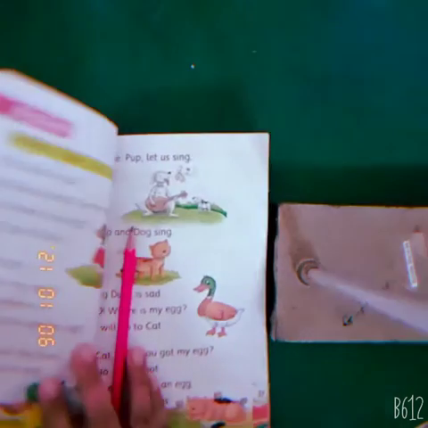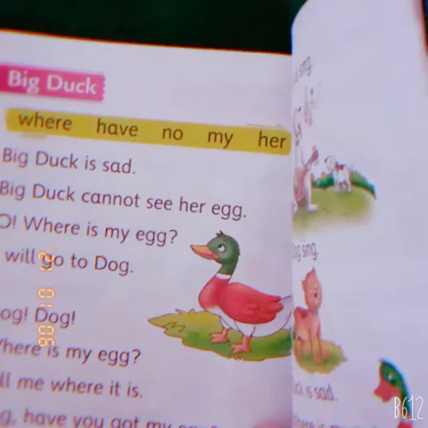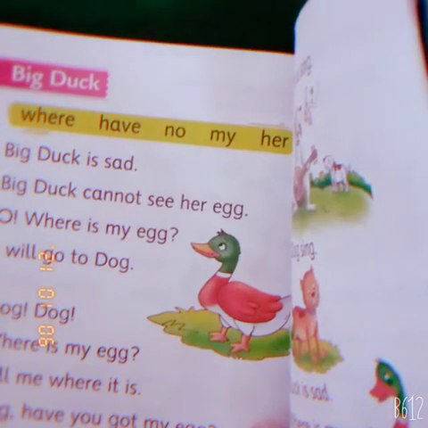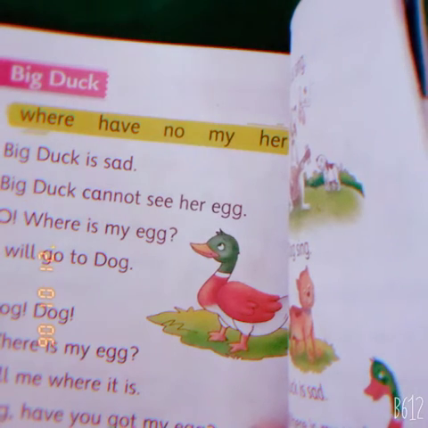Dear kids, open book page number 36. Dear kids, here's the story of duck on book page number 36.